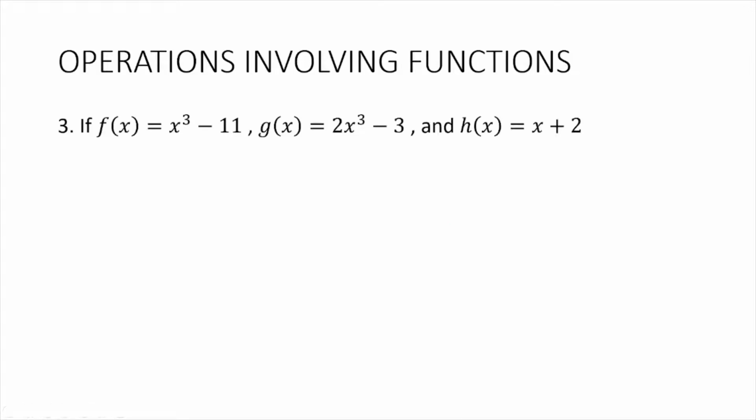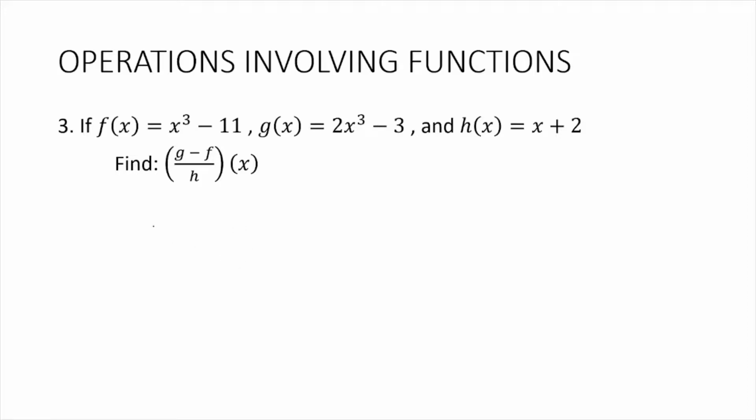Next, we have here f of x equals x cubed minus 11, and then g of x is equal to 2x cubed minus 3. Then lastly, we have h of x equals x plus 2. And then we are asked to find g minus f all over h of x. All right.